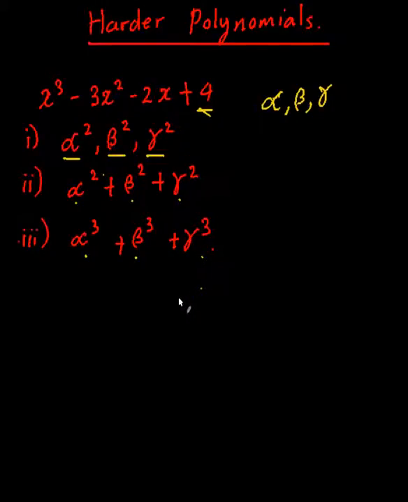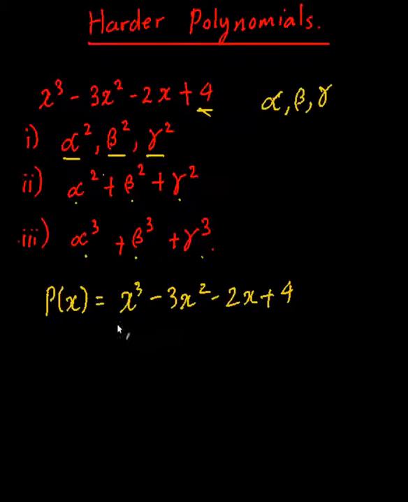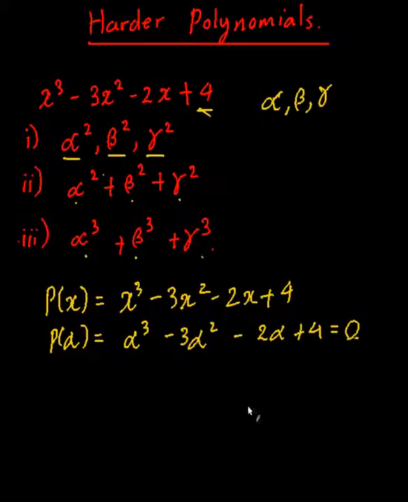Okay, let's get started. To do the first part, I'm going to say p of x, my polynomial, is equal to x cubed minus 3x squared minus 2x plus 4. And we know that if I substitute in alpha, this is equal to 0. Alpha cubed minus 3 alpha squared minus 2 alpha plus 4 is equal to 0. Now the trick to this is really thinking of this as p of root x.